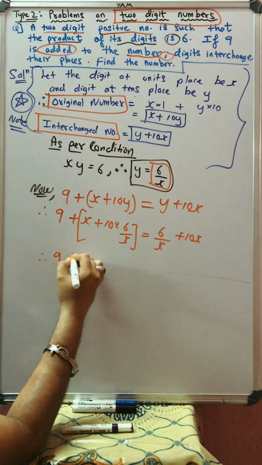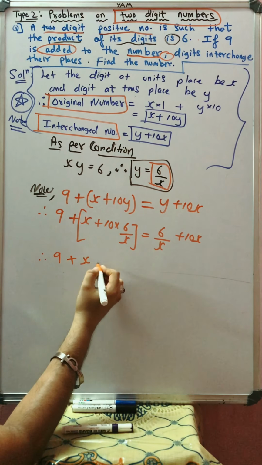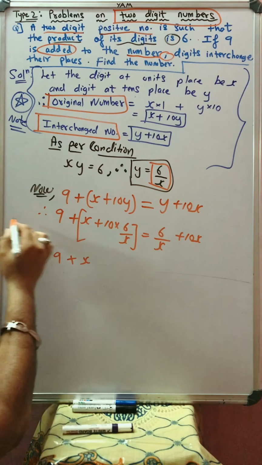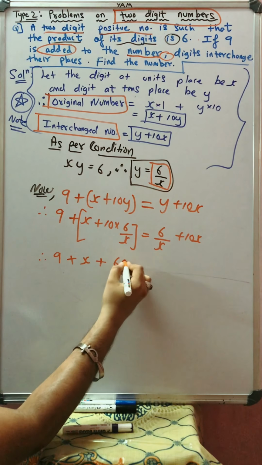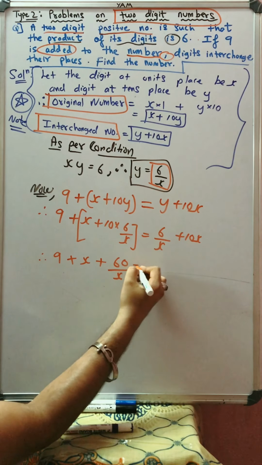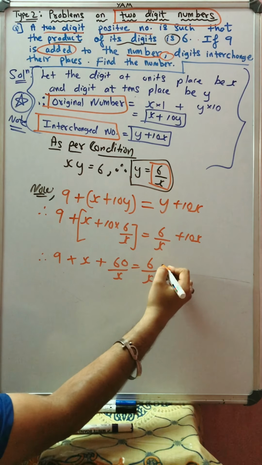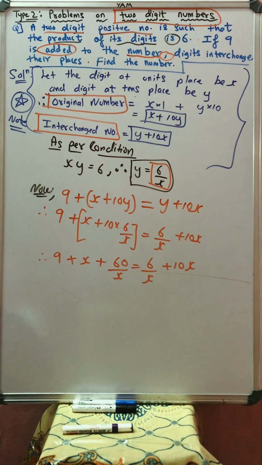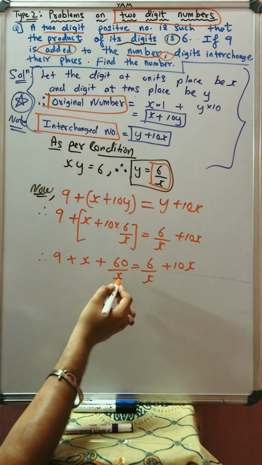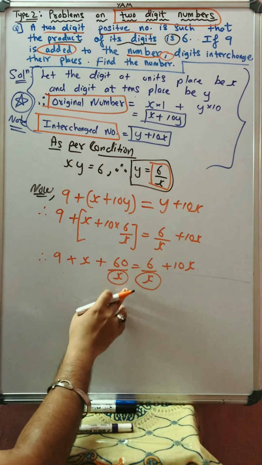Therefore 9 plus x. No need of making the square brackets because everything is in plus. So 9 plus x plus 10 multiplied by 6 is 60 upon x is equal to 6 upon x plus 10x. Now here I can see, students, that the only problem with us is that in the denominator I have x. So let's say multiplying all the terms by x. So that will eliminate this x.